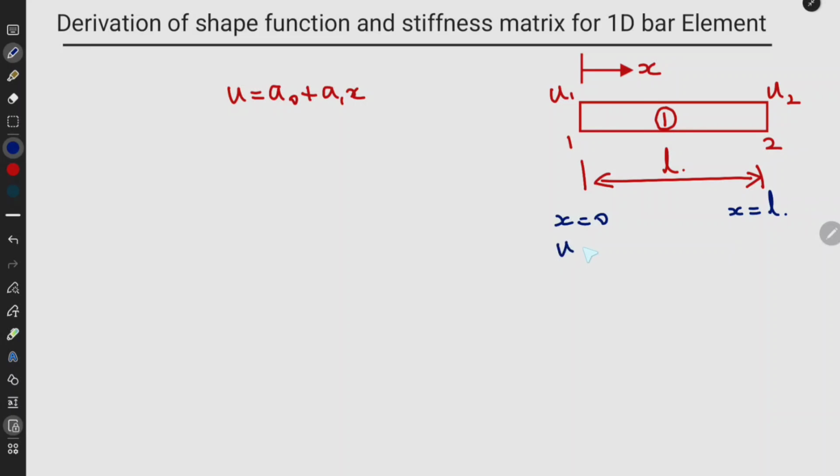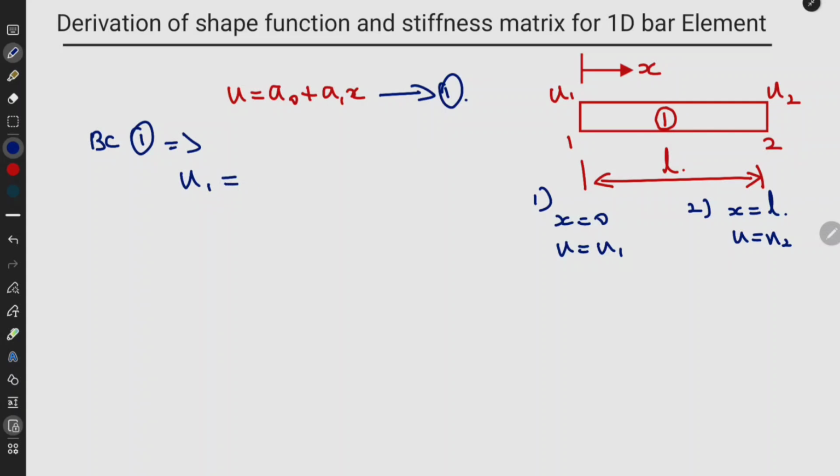We already know that at x equal to 0, u is u1 because we have marked the displacement as u1. Similarly, at node 2, u is u2. I am going to substitute these two boundary conditions, boundary 1 and boundary 2, in this trial solution, equation number 1. First I am substituting boundary condition 1. Here u is equal to u1, so a0 plus a1 into 0 because the x value is 0. So we get u1 is equal to a0.